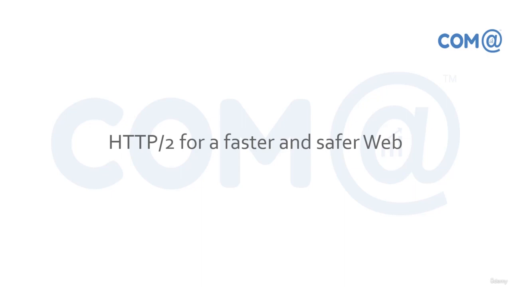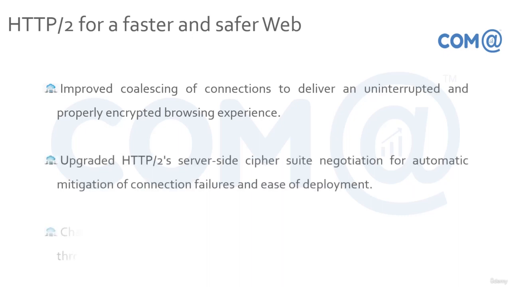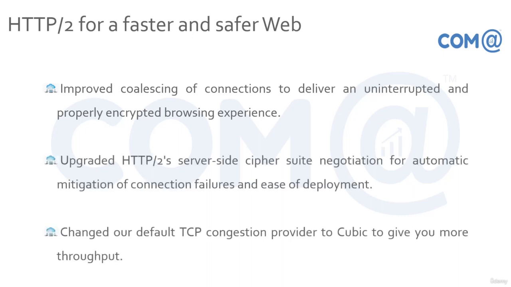The other important feature is HTTP/2 for faster and safer web applications. This is a feature with improved coalescing of connections to deliver an uninterrupted and properly encrypted browsing experience. Compared to the earlier version, we have upgraded HTTP/2's server-side cipher suite negotiation for automatic mitigation of connection failure and ease of deployment, and also changed the default TCP congestion provider to Cubic to give you more throughput.